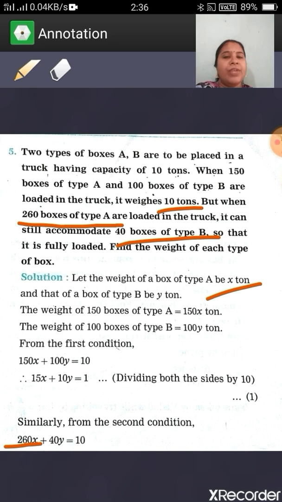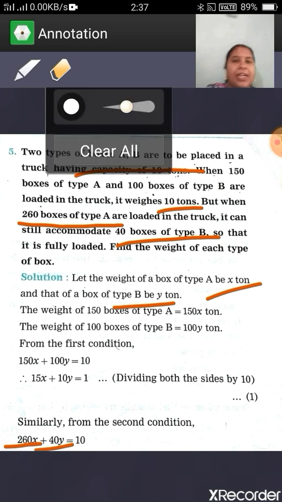If one box weighs y ton, then 40 boxes will weigh 40y. Then what is told? So that it is fully loaded. Now fully loaded means it is full to its capacity. And the capacity of the truck was how much? It is told here that it is 10 tons.